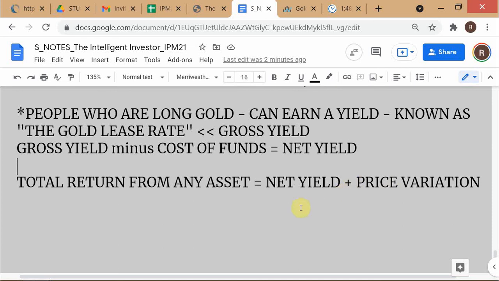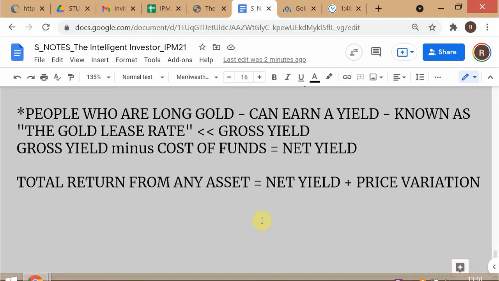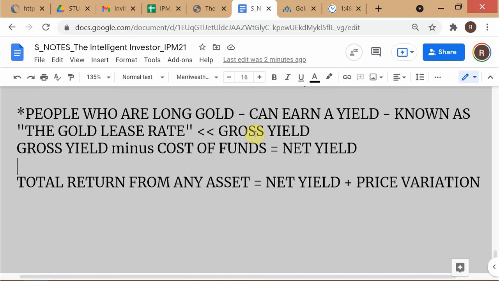Quiz. The dividend yield on a stock. Should I call it gross yield? Should I call it net yield? Or should I call it price variation? Anybody? No? Dividend yield in a stock investing situation is part of the gross yield, because from that you have to subtract your cost of funds to get net yield.